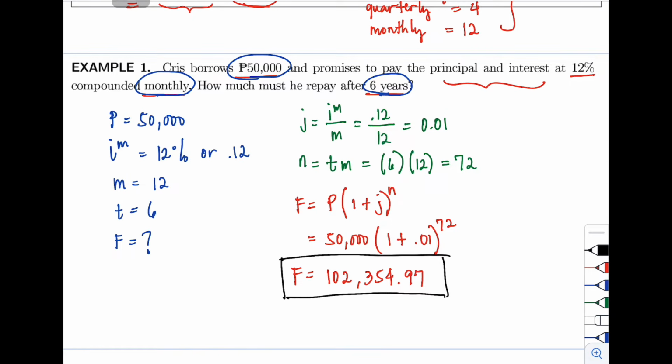Okay? So, kung i-input niyo yan sa calculator, guys, ang una nyong isa-solve dyan is si 1 plus 0.01. Okay? And that is 1.01. Then, i-raise natin kay 72. Pagkatapos nyong ma-raise kay 72, guys, tsaka nyo i-multiply kay 50,000. Okay? So, ang F natin is equals to 102,354.97. Okay? So, let's proceed to example number 2.